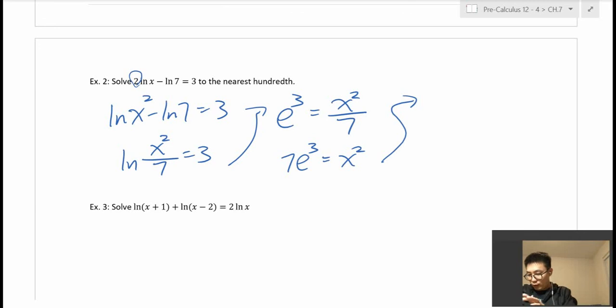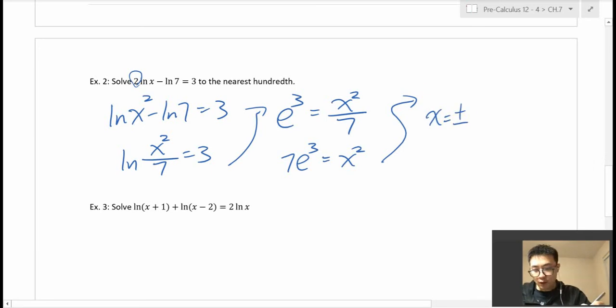Where's the square root button? It's right here. Okay, so your answer, rounding to the nearest hundredth, should be both positive and negative 11.86. However, just like logs, we need to plug these two values into the original equation, and notice how if we plug in the negative 11.86 and take the natural log of that, we cannot log negative numbers. So we need to reject that answer, and the final answer would be just 11.86.